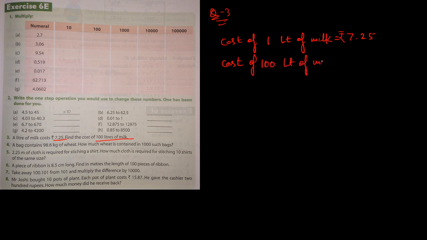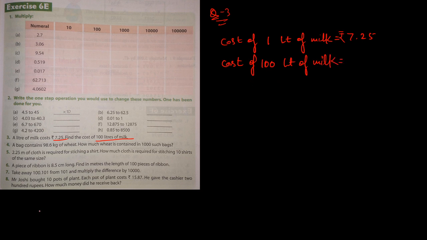Now I'm going to discuss question number 3. Question 3 says a liter of milk costs 7.25 rupees. So the cost of 1 liter of milk is given, which is 7.25 rupees. Now find the cost of 100 liters of milk. How are we going to find the cost of 100 liters of milk?